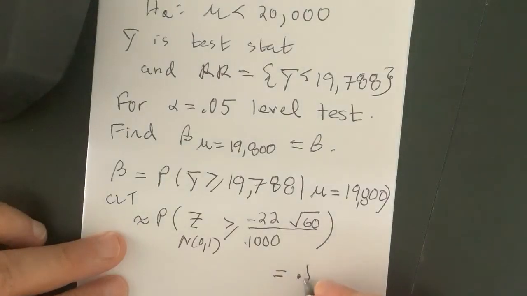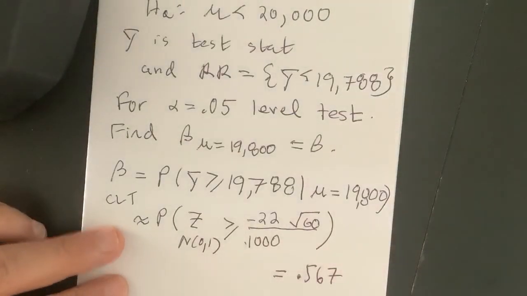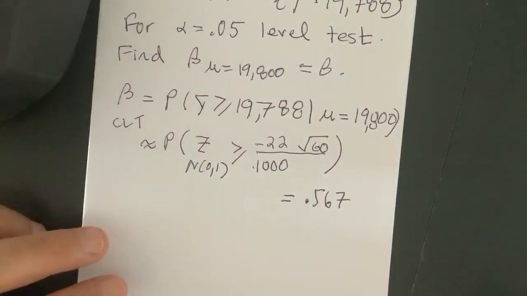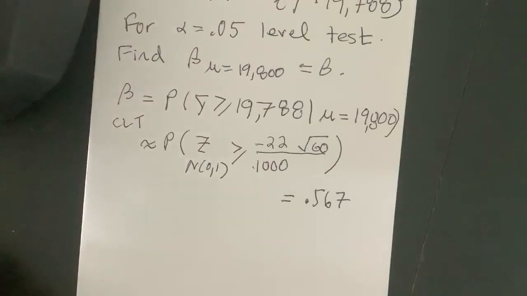So beta is this, and this is actually a number now, and I get approximately 0.567. So very high probability. I will not reject when mu is 19,800. Even though it's less than 20,000, I probably will not reject it here, with that probability, so more than half.